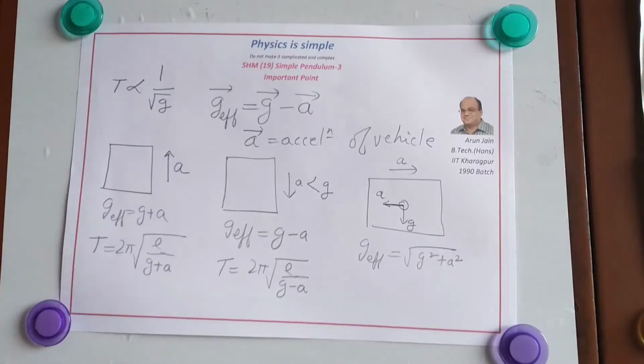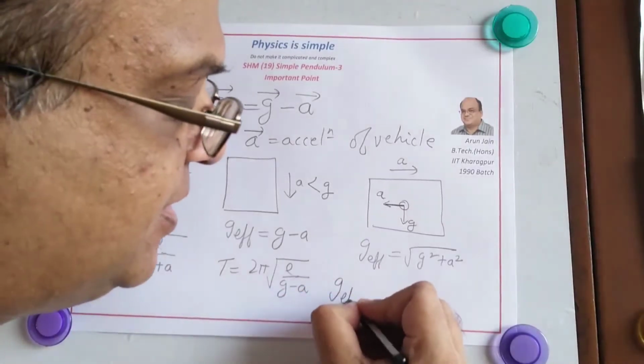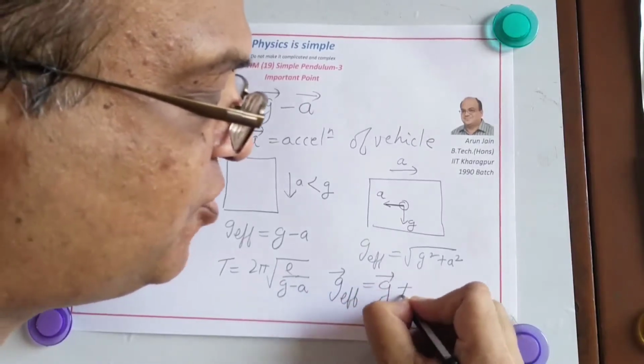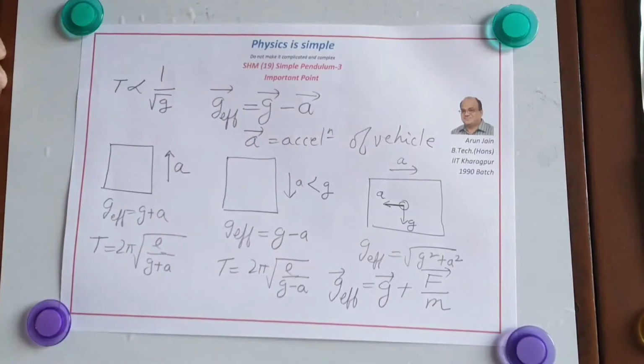If in addition to gravity one more force F vector like electrostatic force is acting on the bob, then g effective becomes g plus that extra force by mass. So that will give us the g effective in this case, where m is the mass of the bob.